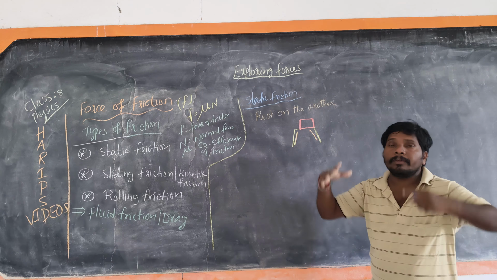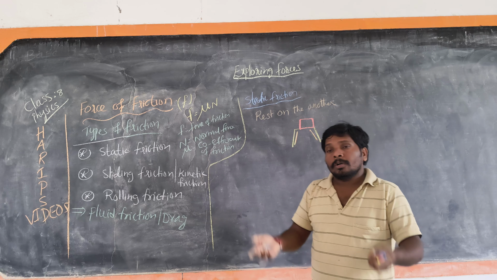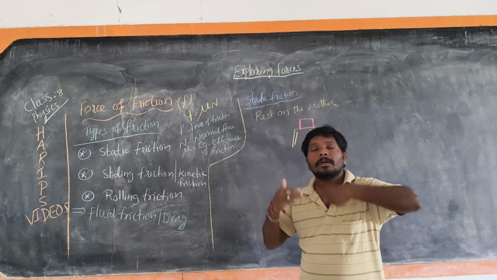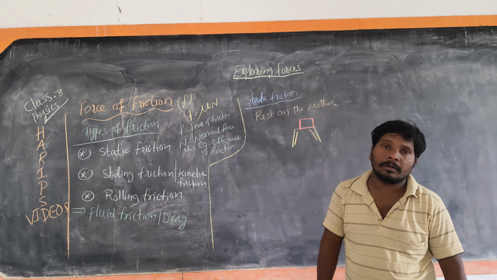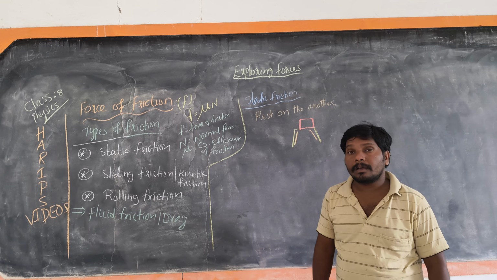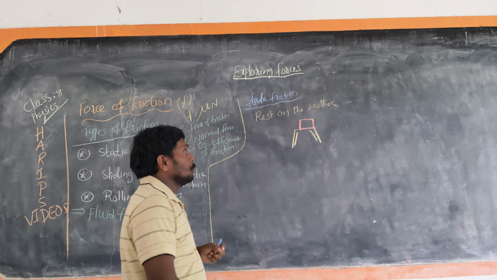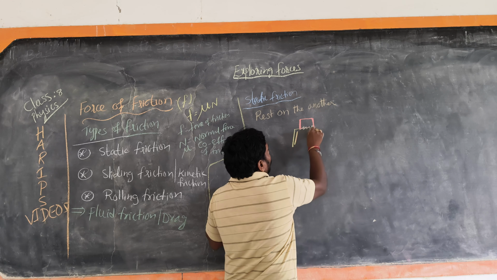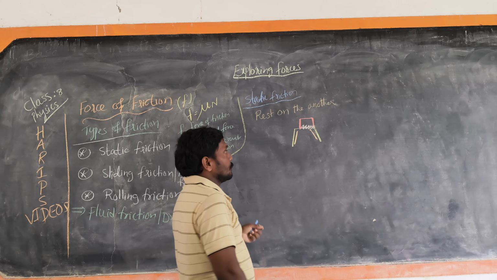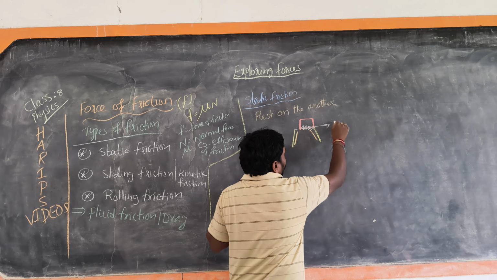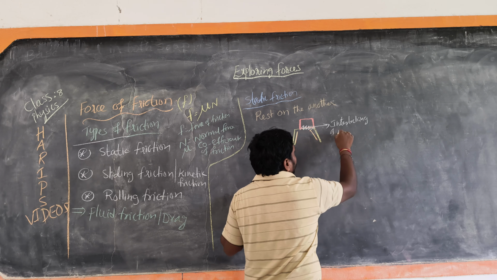If the object is a heavy box on the floor, what will happen? If you want to move the heavy box, we need to apply more force on it, because the interlocking between the irregularities of the two surfaces is at maximum. The irregularities are interlocked strongly. So here some force of friction exists. That force of friction we can call static friction.